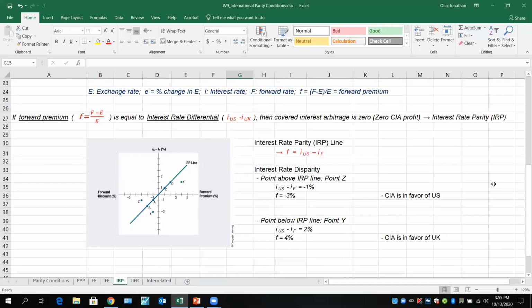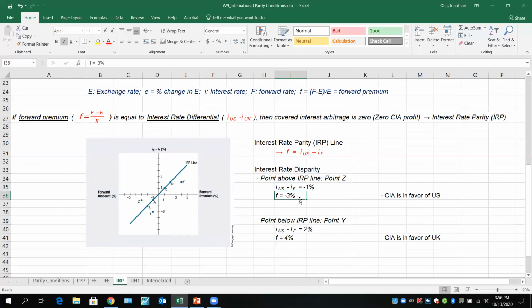So if you show this graphically, the IRP line, if you put the relative interest rate on the y-axis and the forward premium, (F minus E) over E, on the x-axis, here. Now, if they are equal, it's a 45-degree line, that's called the interest rate parity line, IRP line, okay? And for interest rate disparity, look at this point Z there. At Z, the relative interest rate is -1%, but the forward premium is -3%. That's a disparity, a disequilibrium.